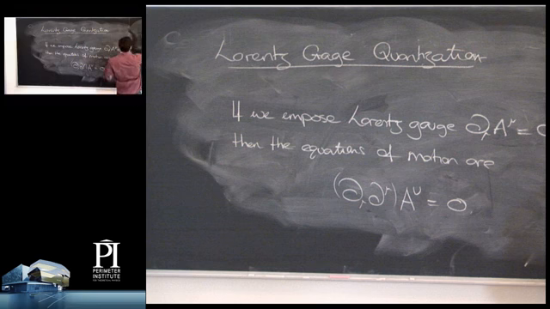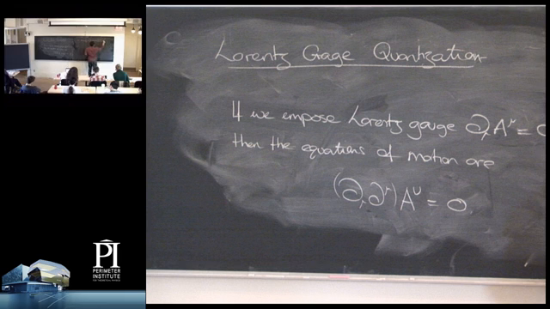So let me give a name to this. Strategy: quantize a theory with these equations of motion. And only after we've quantized it, we're going to impose this condition and the residual gauge symmetry condition.